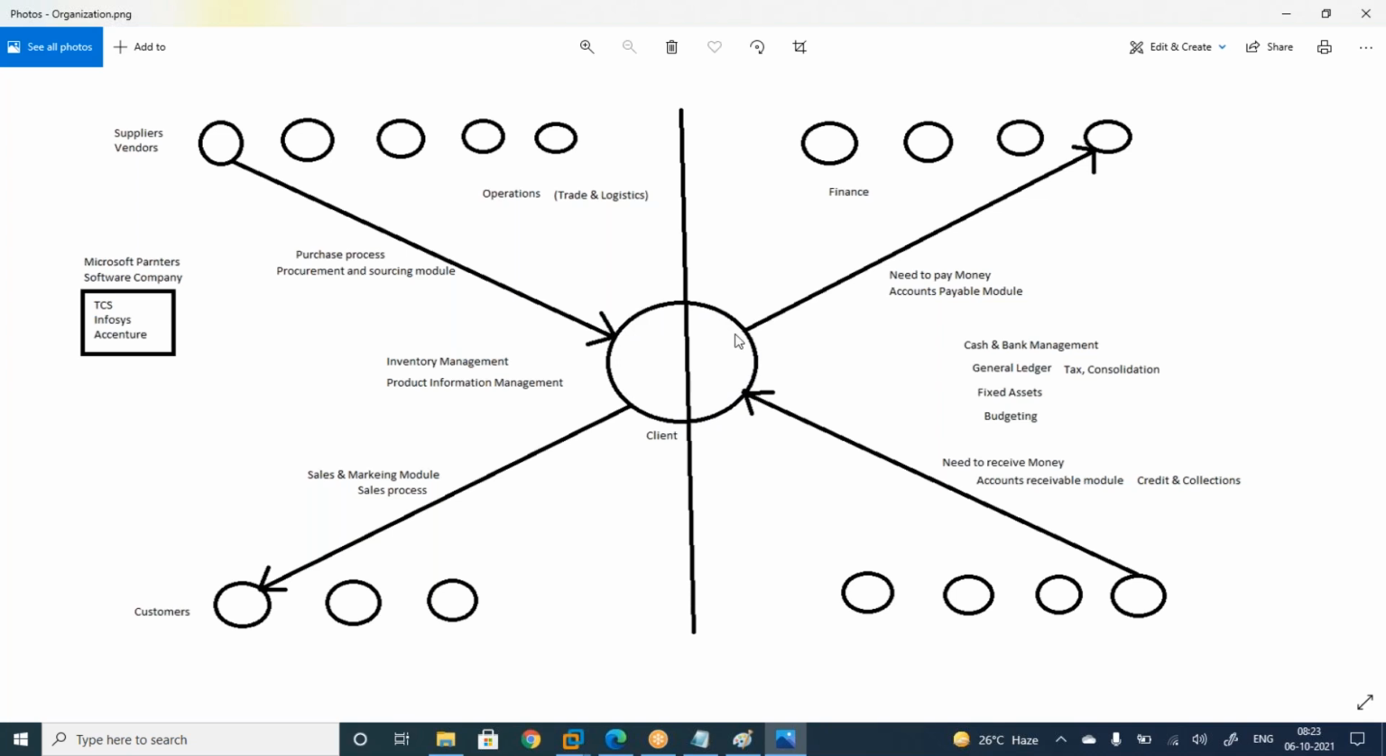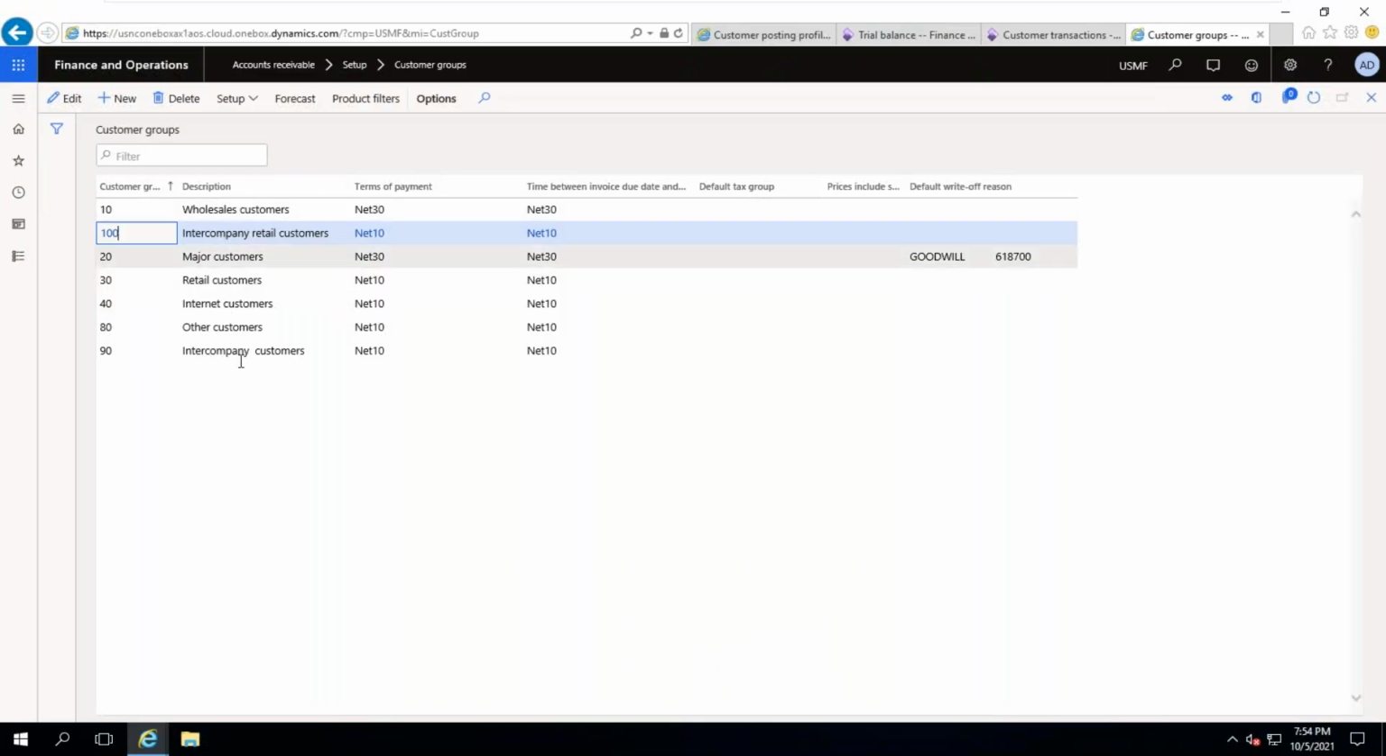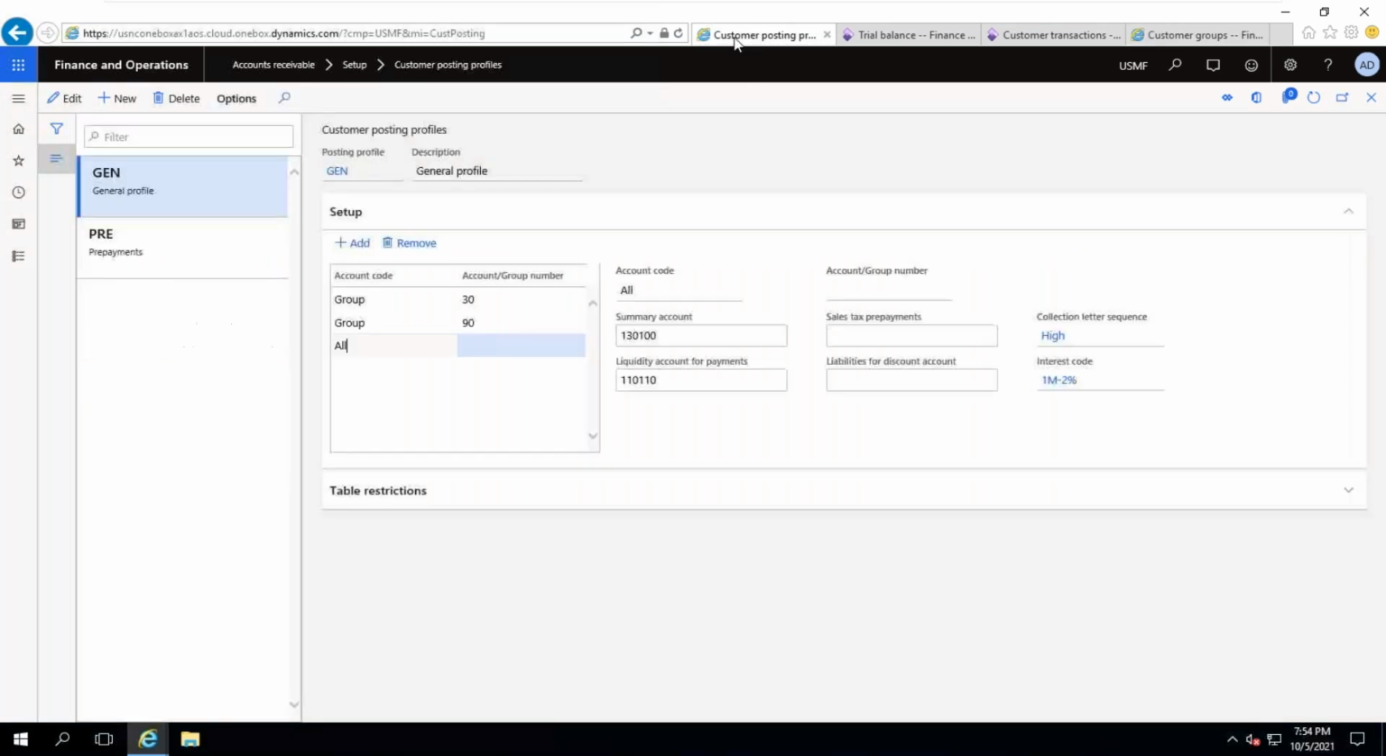Whether it is a customer group, vendor group, or item group. Understood? So this data you cannot predict. This will be given by business people. Wherever you are implementing, those business people will give you this information. And based on that, you are going to map the ledger accounts.